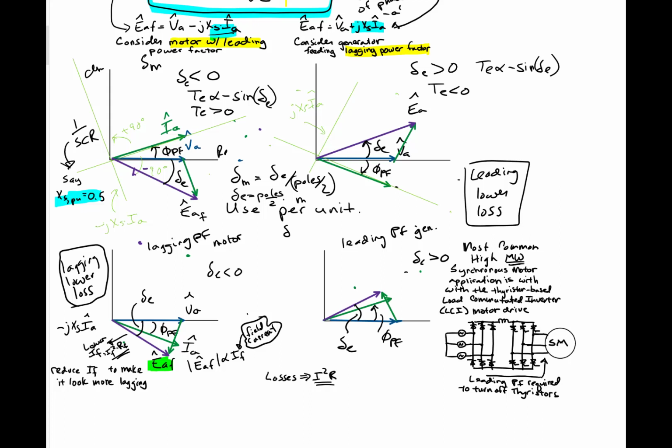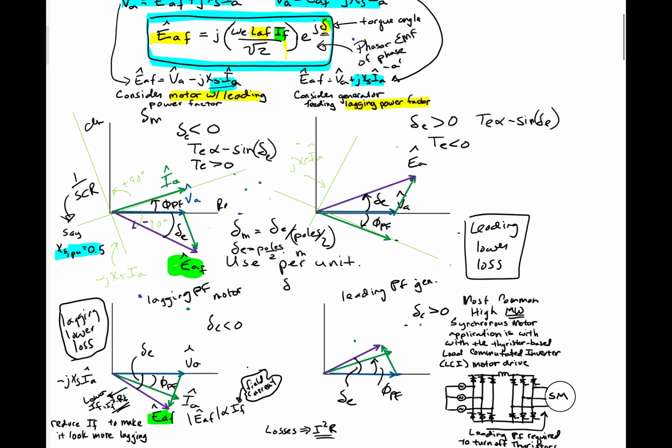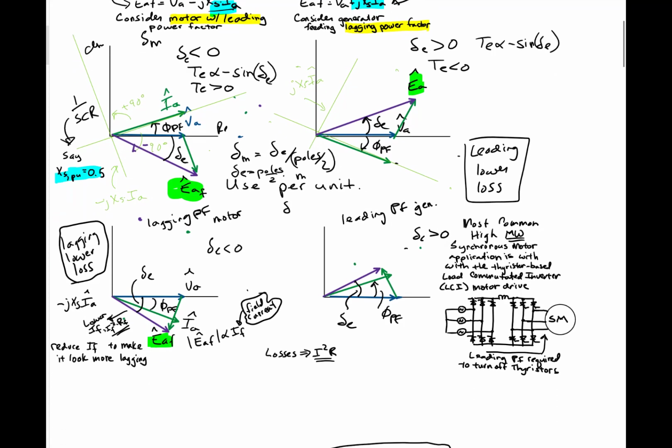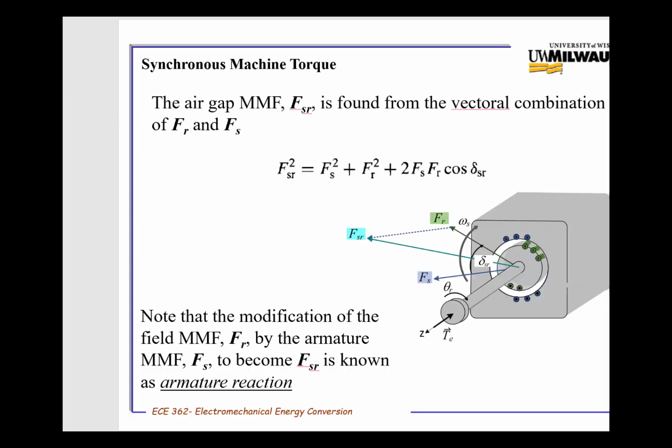Okay. And the EAF is proportional to the field current. And therefore, I made the point that the leading power factor is going to have higher losses in the field, more heat. And then it's the opposite with the generator. You run a lagging power factor, your EA is going to be higher. If you have a leading power factor, your EA right here is going to be lower.